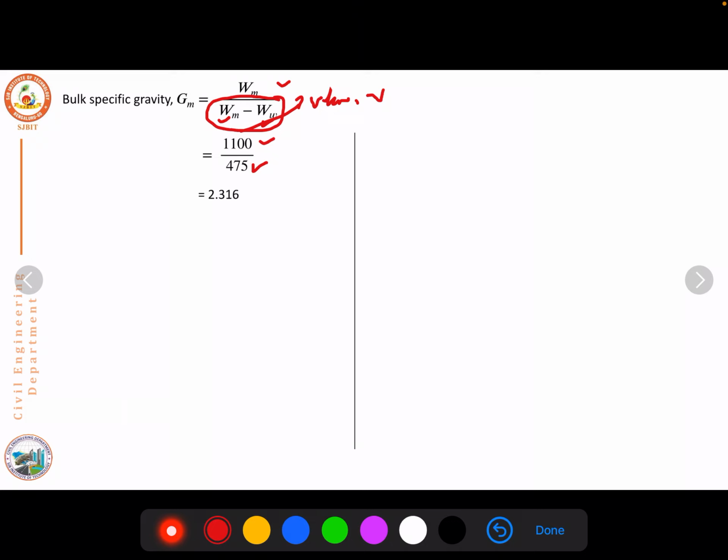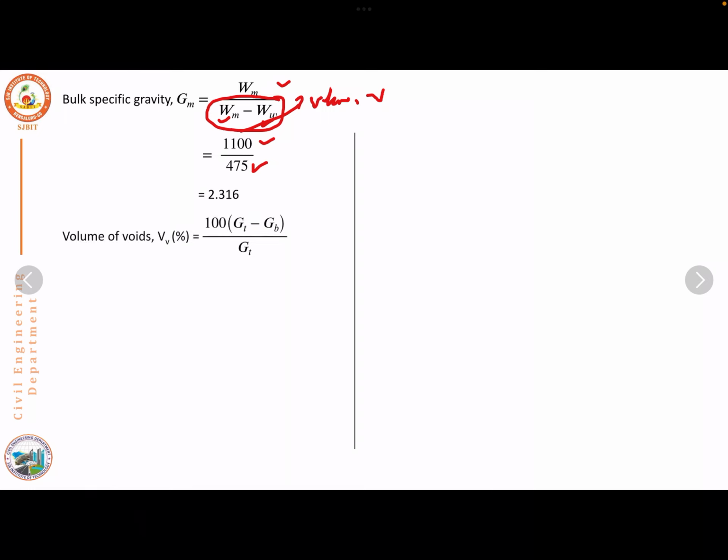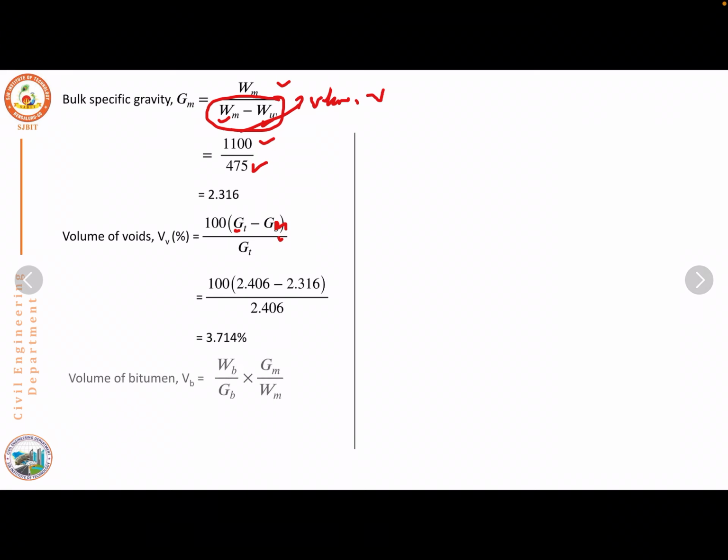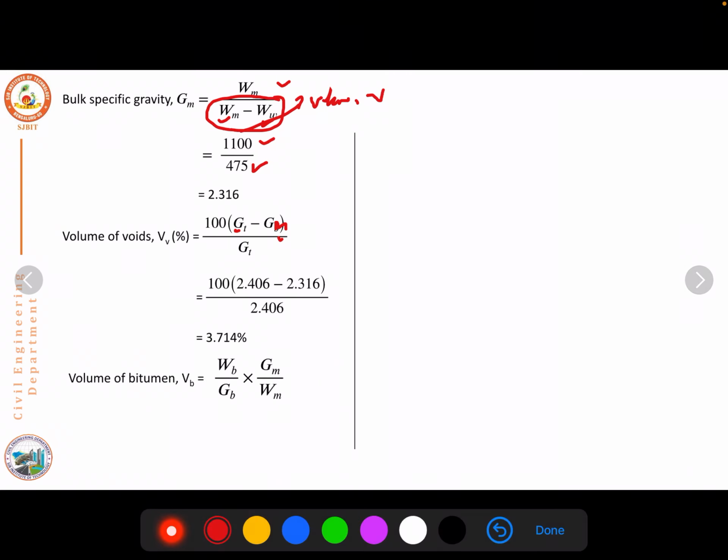Using the values of bulk specific gravity and theoretical specific gravity, we can estimate the percentage of volume of voids in the bituminous mix. That is VV equals 100 into GT minus GM divided by GT, where GT is the theoretical specific gravity and GM is the bulk specific gravity of the mix. Substituting all the values, we get the volume of voids in the bituminous mix as 3.714%.